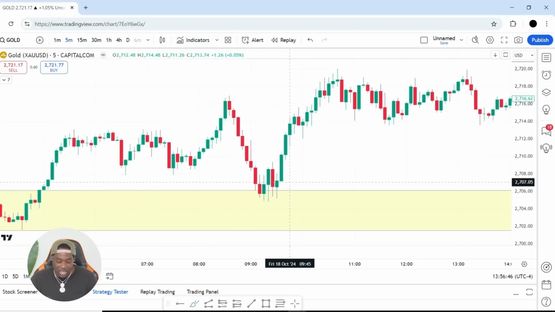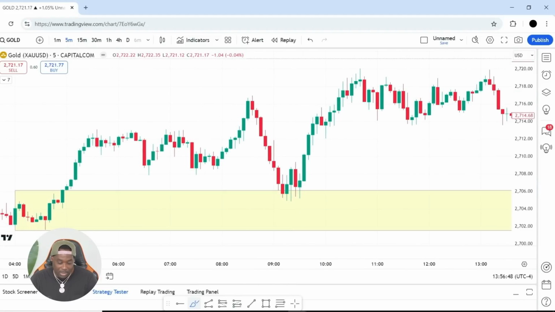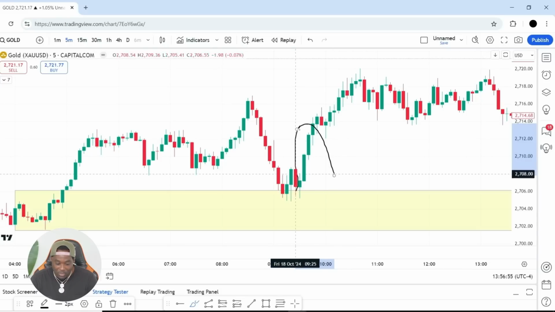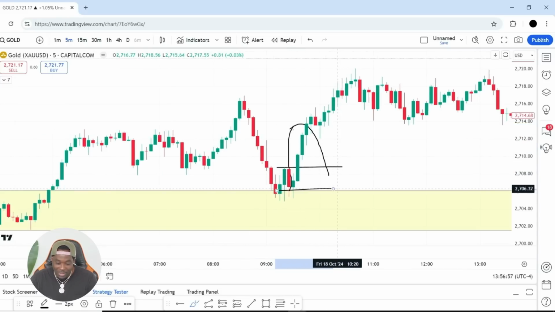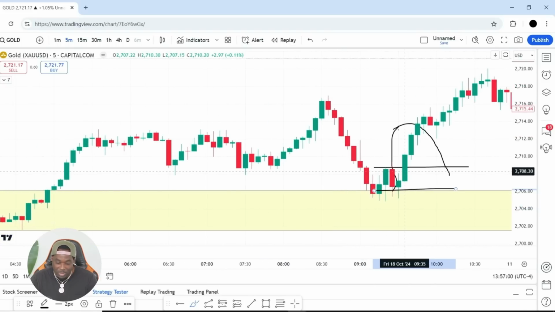So right here, this is a good example where we see the market creating a demand level, even though it never pulled back to this demand level right here. But this is what we want to see before we even take that trade on a 5-minute chart. So again, this could be another filter that you use with your trade.